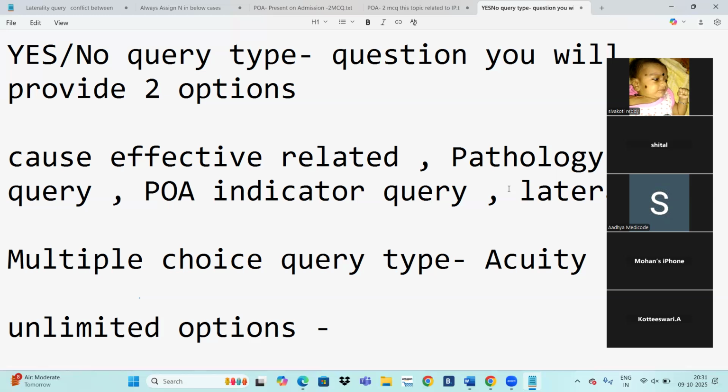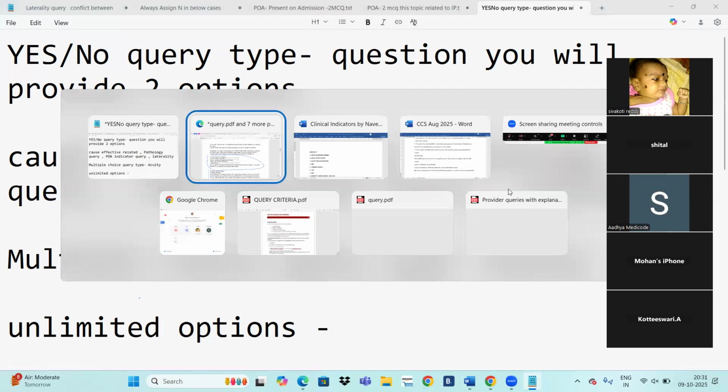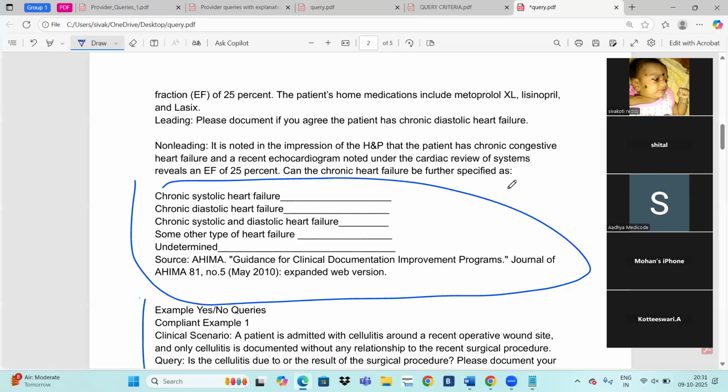Then when we need to raise, how we need to raise the leading version, how we need to raise the query for non-leading version. Leading version means you will mention the diagnosis. Non-leading, we need to ask the provider for the diagnosis. Simple. If you do not mention the diagnosis along with the indicators, it is non-leading or compliant, same meaning. Leading or non-compliant query also same meaning.